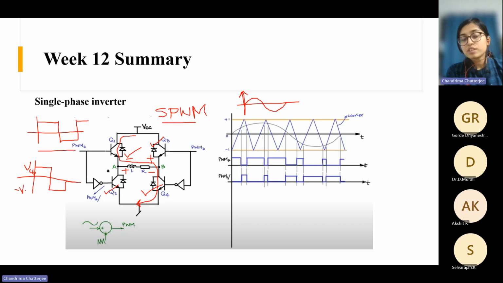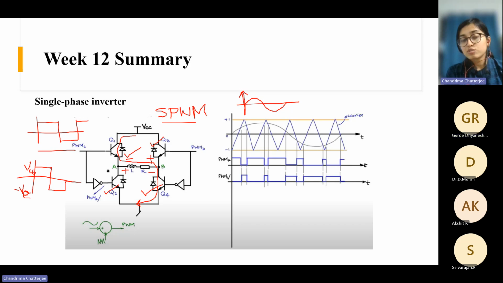If you do the Fourier analysis of the square wave, you will see that you will get all the low frequency harmonics. You will get the fifth harmonic, seventh harmonic, all these things. So if you want a sine wave, there will be one fundamental sine, and over that there will be some higher order harmonics. That's how we get the square wave.